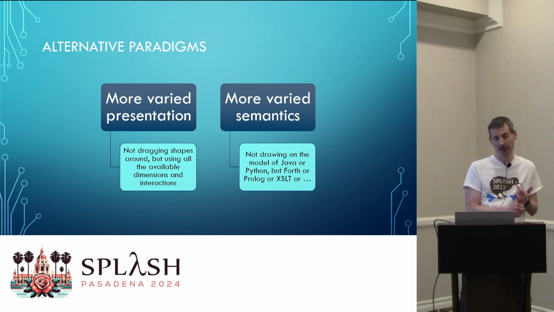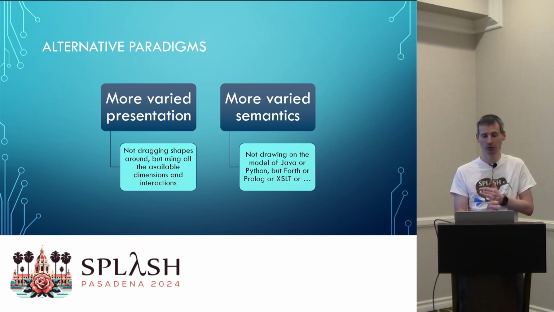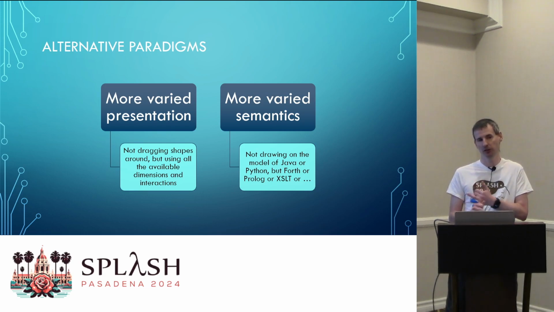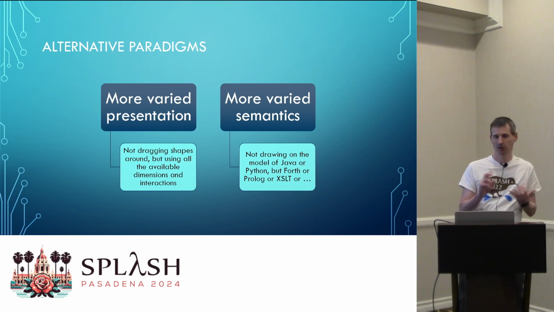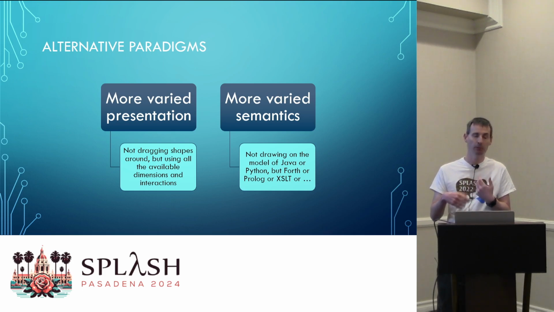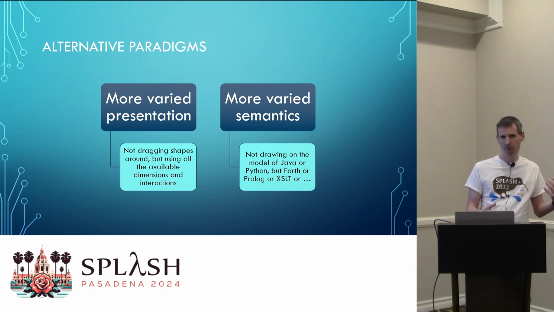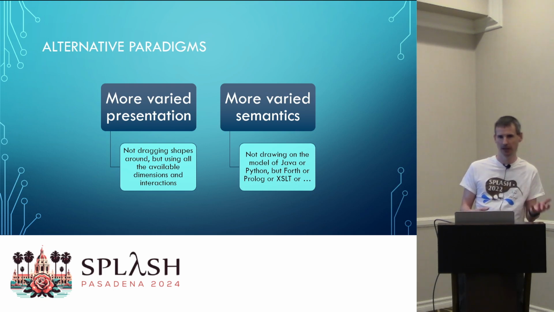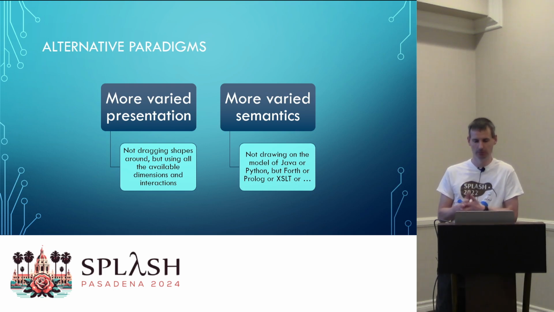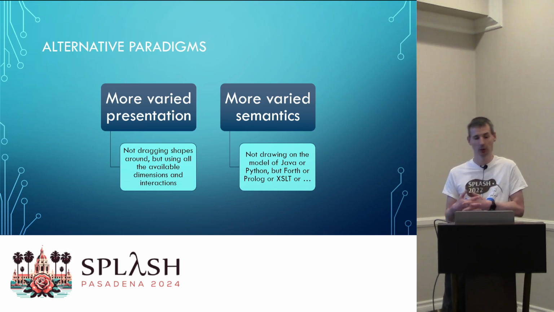We should have more varied semantics. We should be looking at different approaches to programming that a visual system can help out. So there are a lot of approaches to programming that have been tried in the textual world that have not been as successful as your Javas, your Pythons, even your typical functional programming languages have more success than a lot of models.